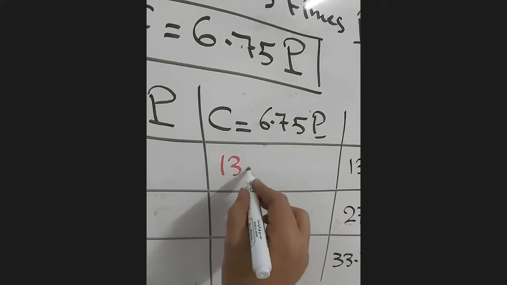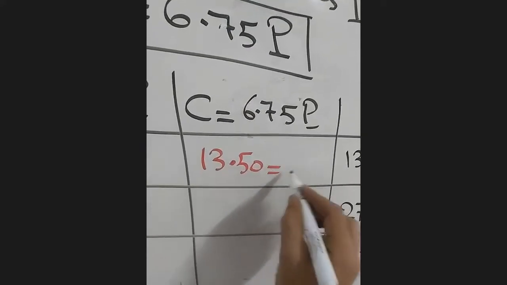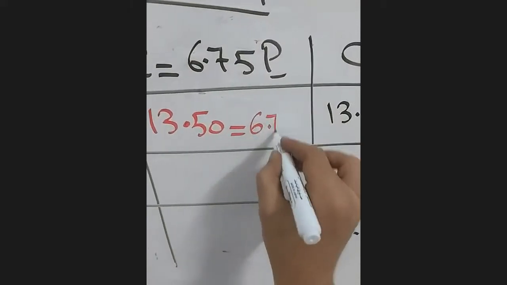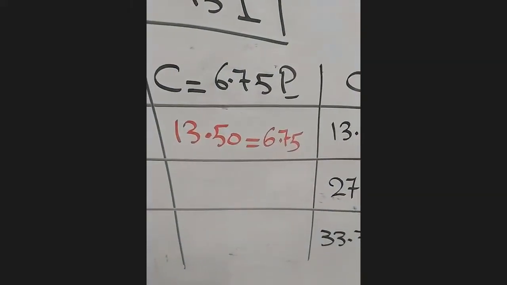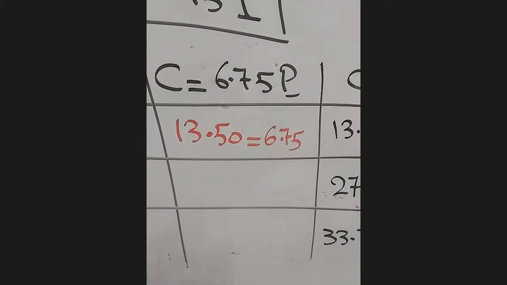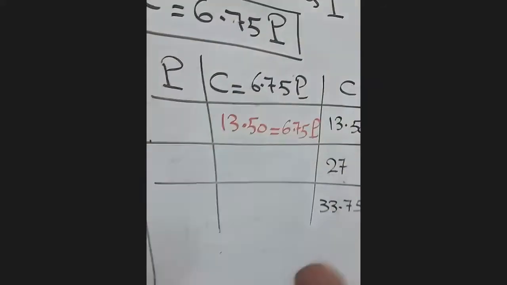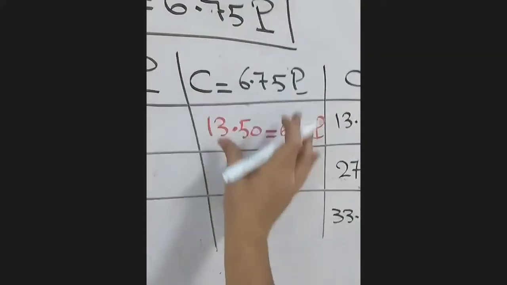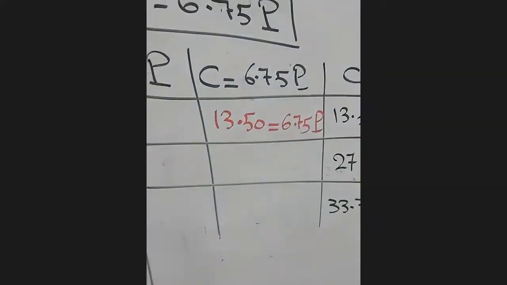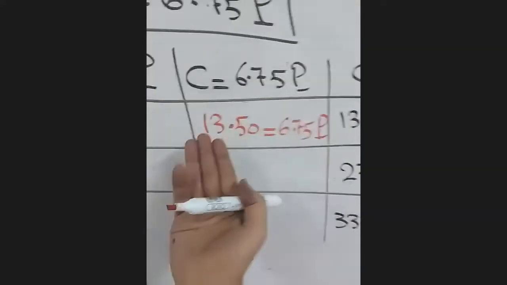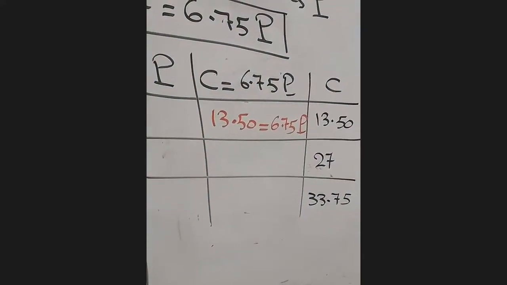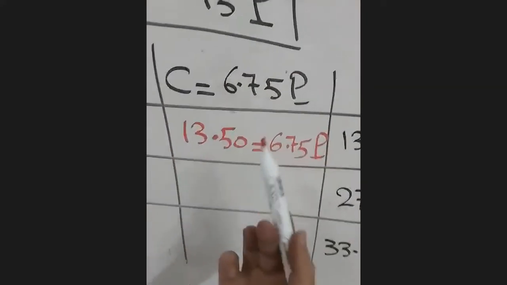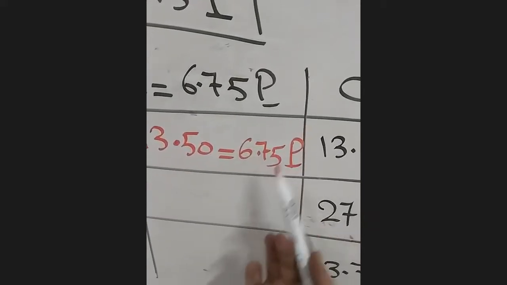13 yes, 0.50 equals, continue, 6.75 p. It's an easy topic. Replace C by the given number only and the others come down the same. I didn't do anything, I just removed the C and put the number. Any problem? No. Good. Now what we have here is 13.50 equals 6.75p.